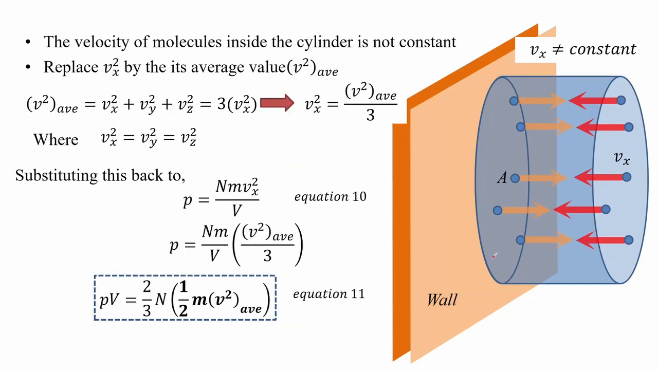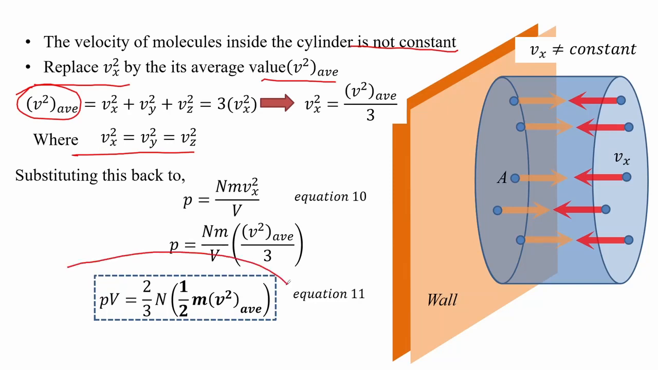The velocity of the individual molecules inside the cylinder is not constant or the same. Therefore, we replace velocity squared by its average value, which is related to the average speeds of the molecules. Substituting this average velocity, we get that the pressure times volume is equal to 2/3 times the kinetic energy of the individual particle with mass m, as shown in equation 11.